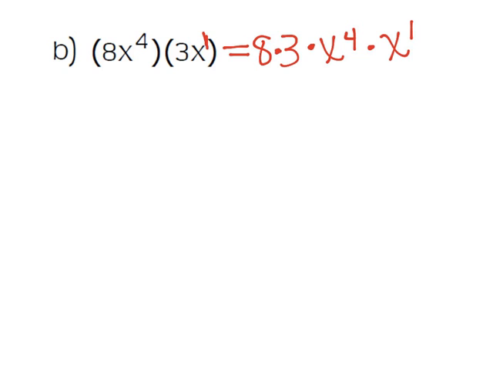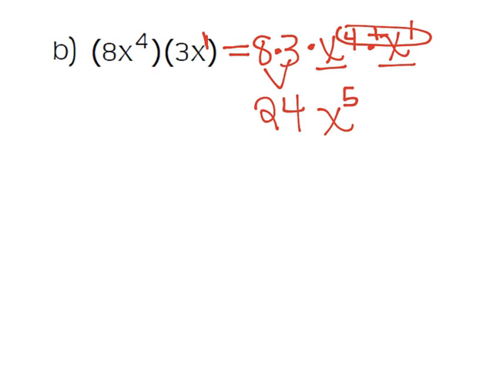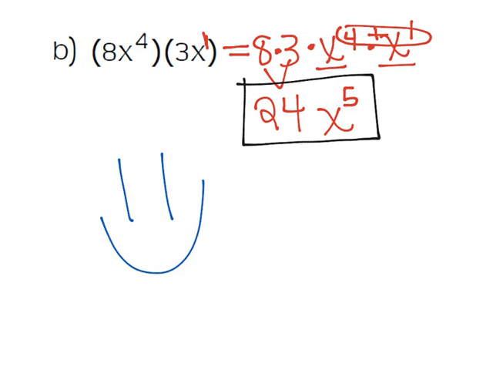And now that we've written this out, all we have to do is apply our laws. We're going to multiply the coefficients, so 8 times 3 is 24. We're going to keep the base of x, and we're going to add the exponents. 4 plus 1 is 5. Did you get that correct when you tried to work it? Hopefully so. Let's move on.